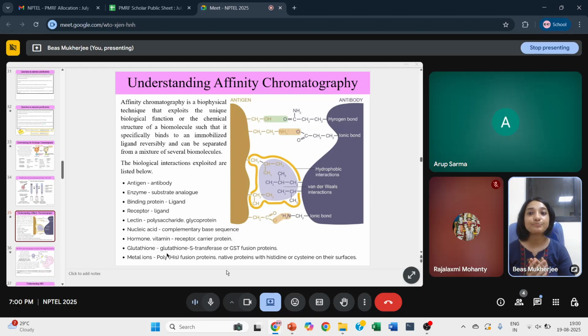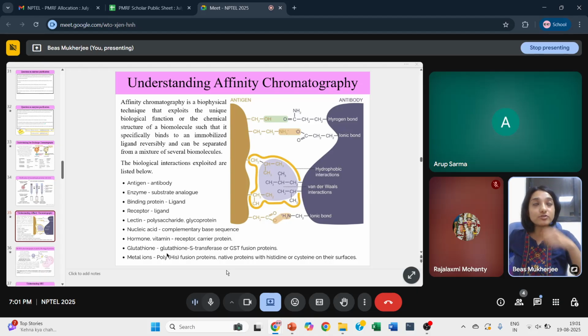Okay. So in affinity chromatography, different interactions are going to be exploited. For example, antigen-antibody interaction, enzyme-substrate interaction, protein-ligand interaction, receptor-ligand interaction. Now lectin. Lectin is a protein which binds to carbohydrates. Then nucleic acid and complementary base interaction. So all of these different things are taken into consideration. And metal ions and polyhistidine fusion proteins.